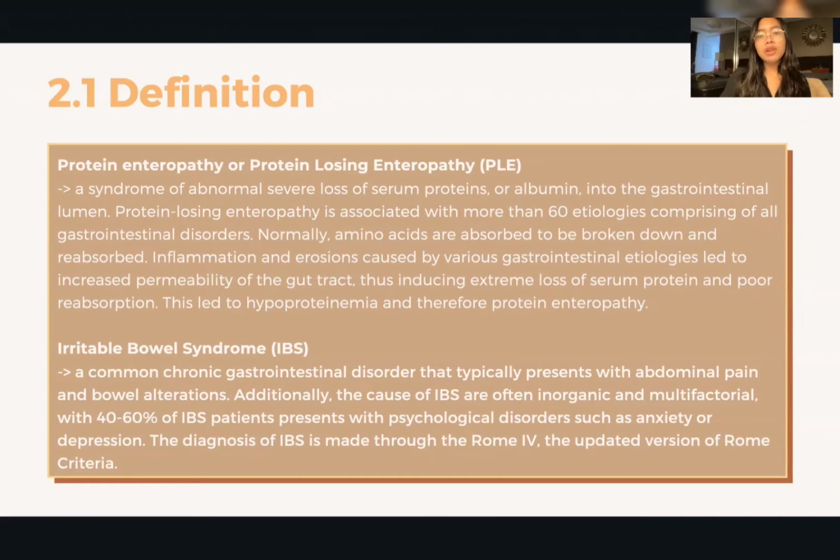Normally, amino acids are absorbed, broken down and reabsorbed. And there are also inflammation and erosions caused by various gastrointestinal etiologies that lead to increased permeability of the gut tract, thus inducing extreme loss of serum protein and poor absorption. This led to hypoproteinemia and therefore protein enteropathy. So that's all I can explain about the PLE. The IBS will be continued by my friend.